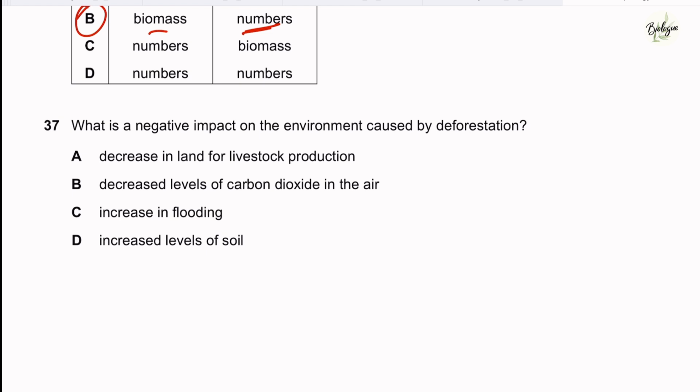Question 37. What is a negative impact on the environment caused by deforestation? Decrease in land for livestock production, decreased levels of carbon dioxide in the air. No, because again, that's a good thing, right? So it's not a negative impact. Decrease in land for livestock production, increase in flooding. Livestock, remember, is like animals, right? So we're not talking about plants here. So this doesn't really make sense. Increased levels of soil is not a negative impact, so that's not it. So C does seem to be the right answer, flooding.